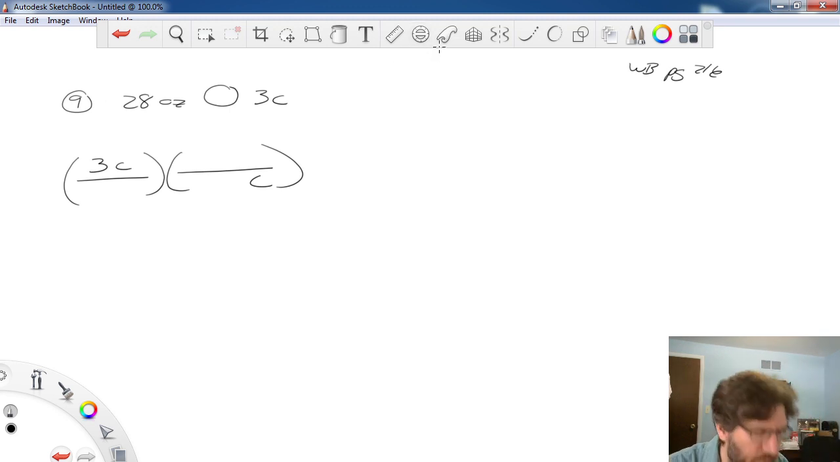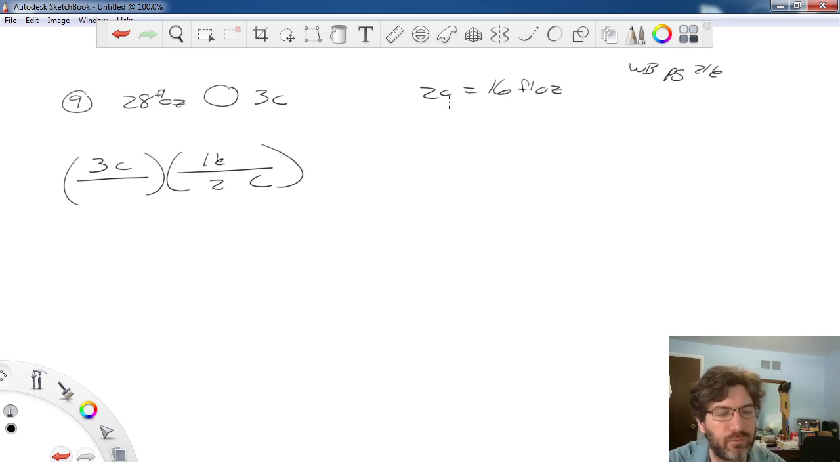So I know there are 2 cups equals 16 fluid ounces. Oh, this is fluid ounces. So 2 cups is 16 fluid ounces. So 2 would go here, 16 would go here. Multiply that out, 3 times 16, what, 64 or something? 50 something. 3 times 16 is 48. Divided by 2 equals 24.